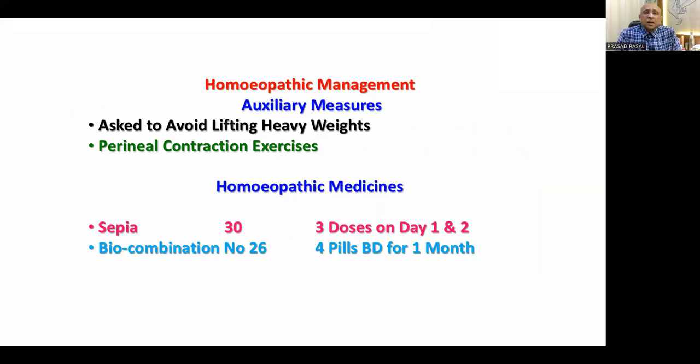26 was prescribed because biocombination 26 contains calcarea fluor, calcarea phos, and kali phos basically, along with mag phos. These phos are very, very important to control or to strengthen the muscles, perineal muscles. Calcarea fluor is very specifically mentioned by Schussler. If calcarea fluor is missing or its molecular deficiency is there, it used to produce a pendulous abdomen. That much weakness develops. So all those ingredients are there in 26. That's why I prescribed 26 along with that.